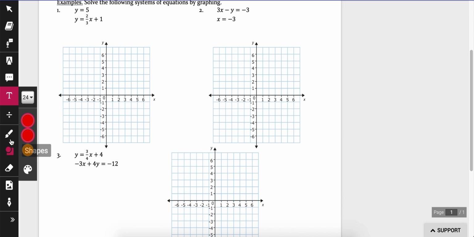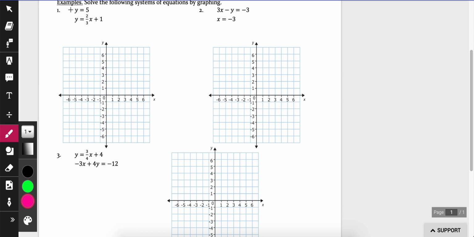So we'll start with our first line, this one right here, y equals 5. Remember that y equals a number is a horizontal line, which means this line looks something like this, cutting through the y-axis at 5.